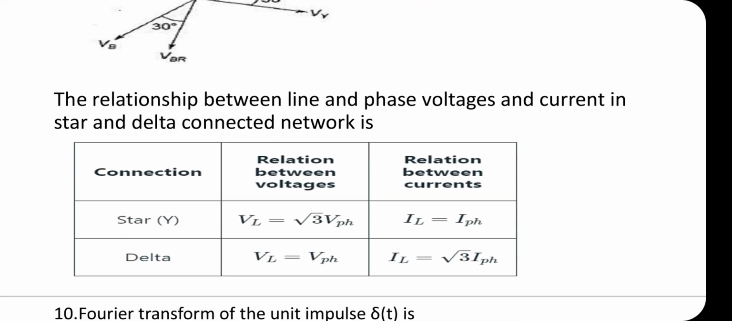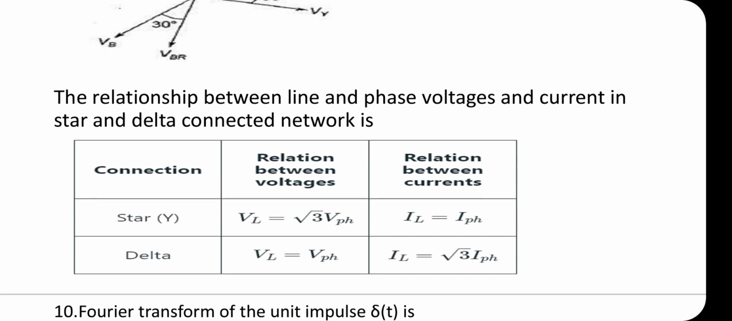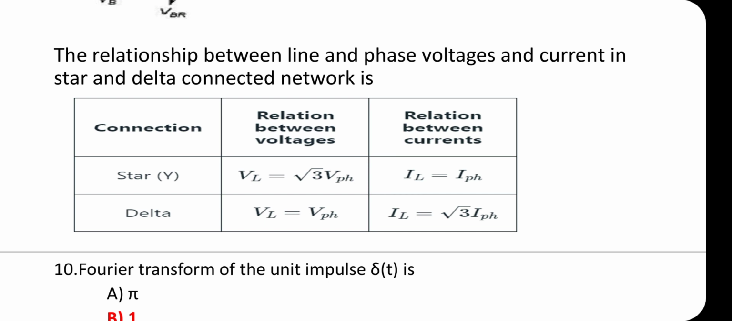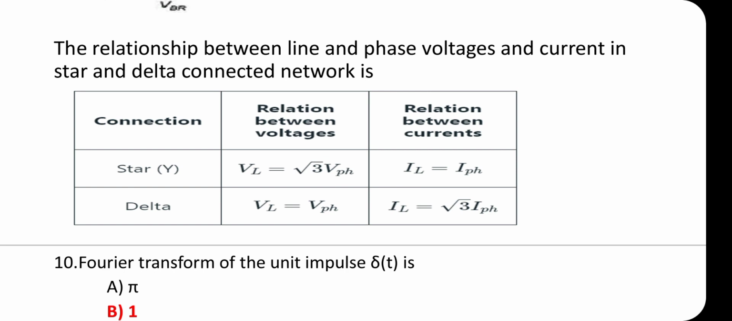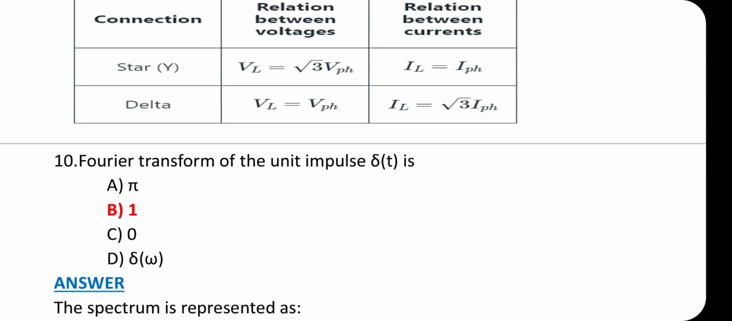The relationship between line and phase voltages and current in a star and delta connected network is as follows. For star connection, relation between voltage is VL equal to root 3 VPH and relation between current is IL equal to IPH. For delta, relation between voltage is VL equal to VPH and for current IL equal to root 3 IPH.